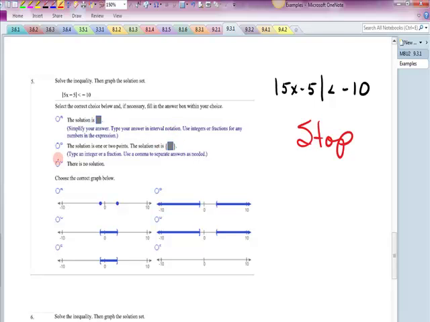Let's see, I will choose this one because there is no solution, and I will choose this graph because there are no marks on the number line. So the constant, when the absolute value is all by itself, cannot be a negative.